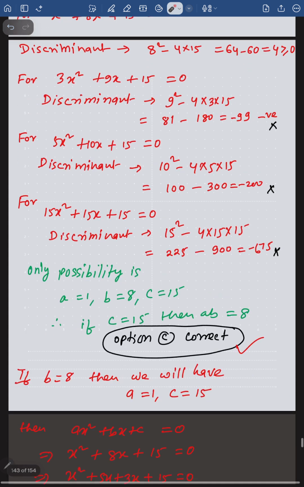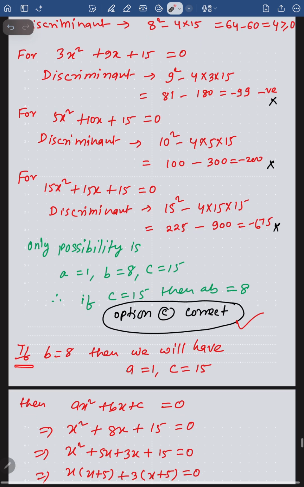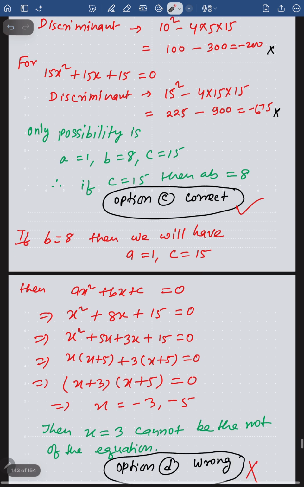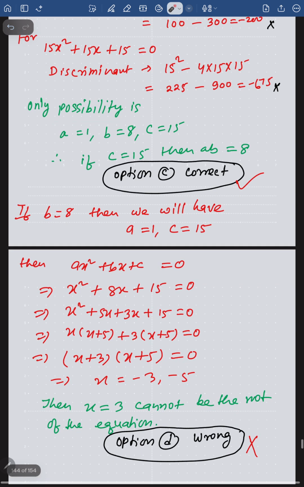Now for the last option. If b is 8, then a must be 1 and c must be 15. So our quadratic equation ax square plus bx plus c will be x square plus 8x plus 15. If you use middle term split, you will get x plus 3 times x plus 5 equal to 0, which means x equal to minus 3 and minus 5 are the solutions. So x equal to 3 cannot be a root of the given equation. So option D is wrong. Thank you.